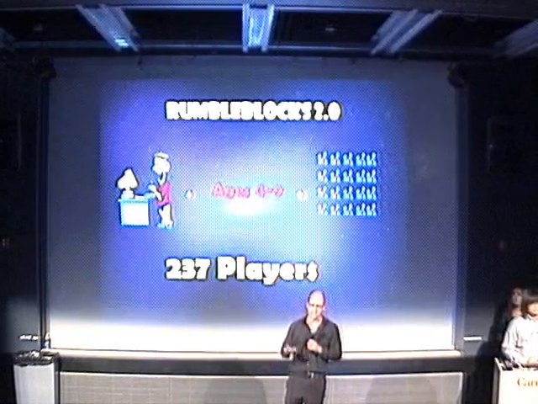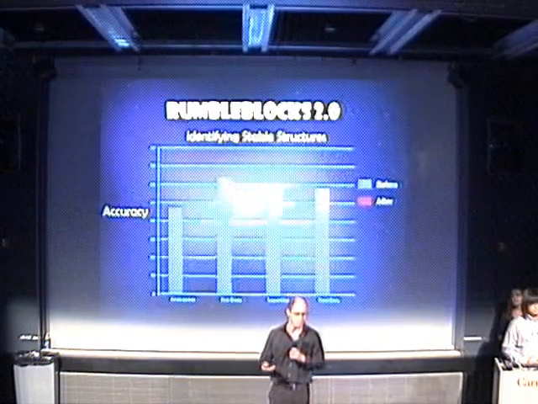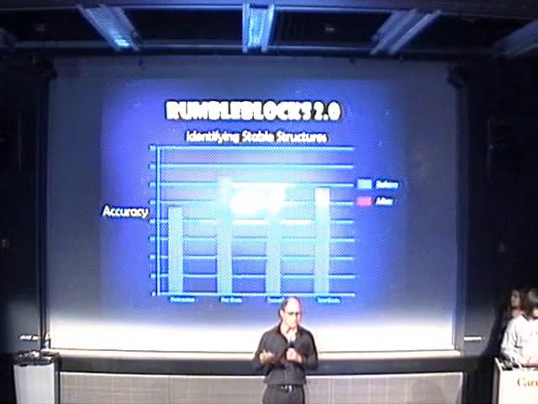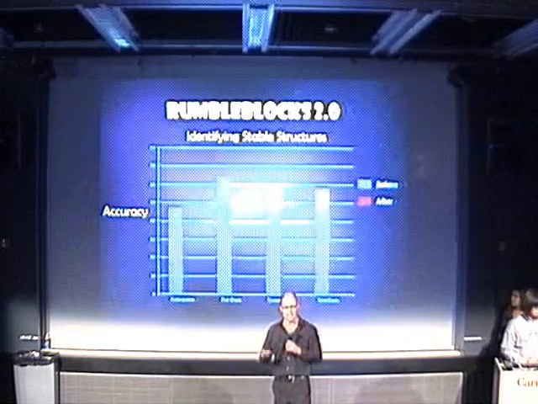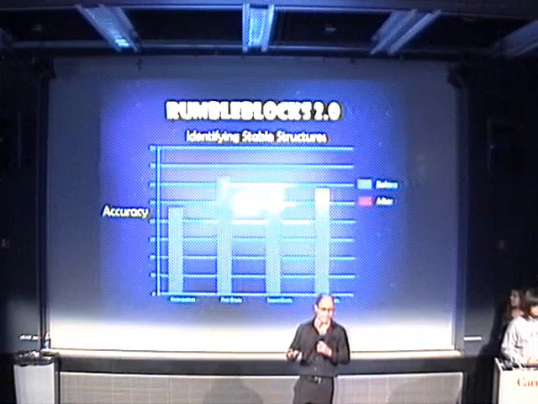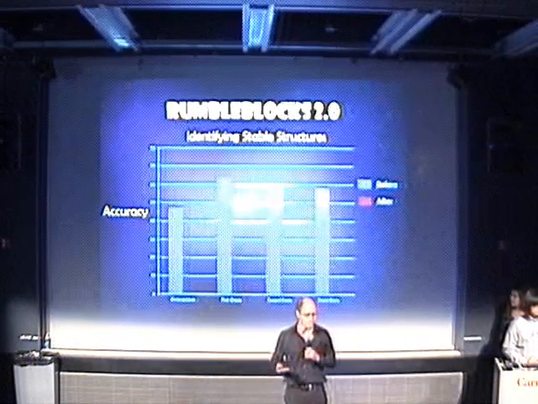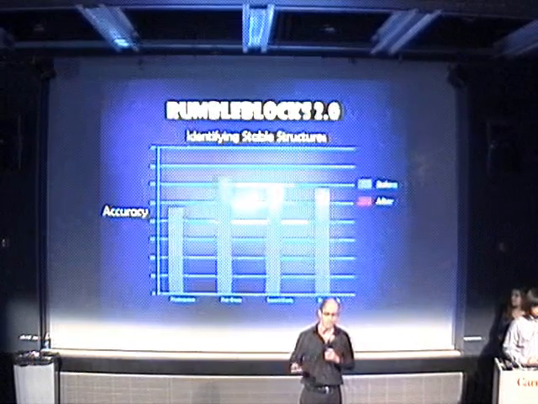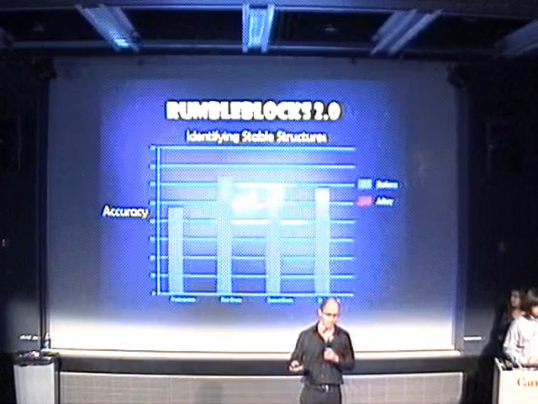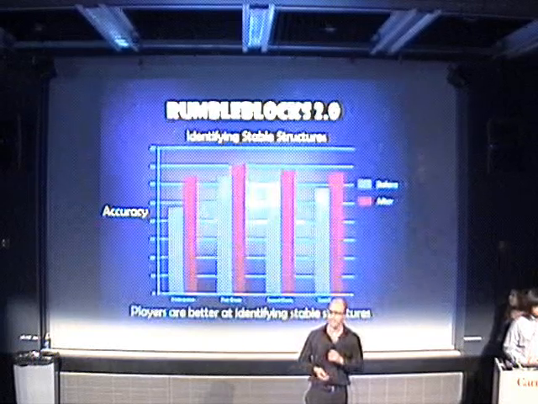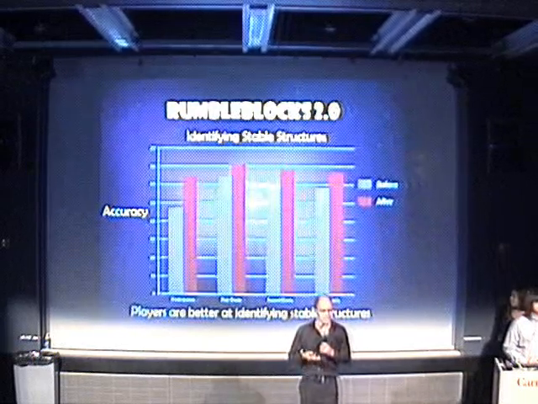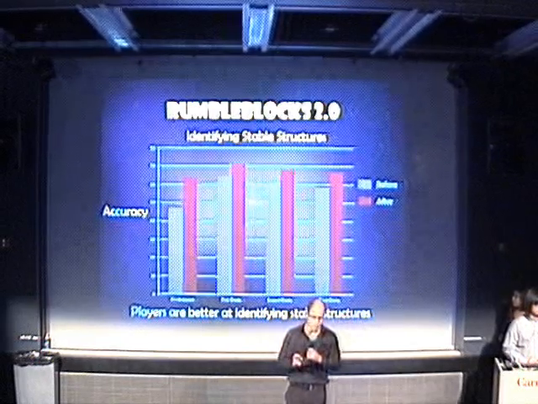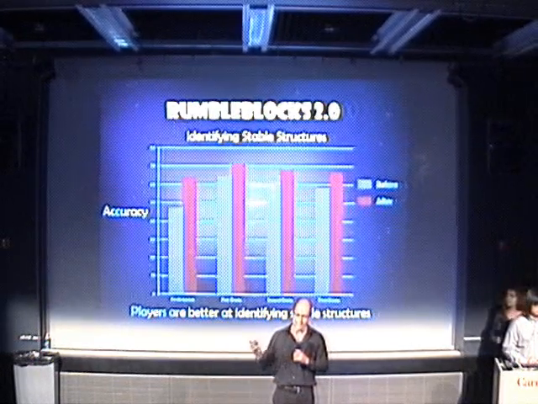Let's take a look now at some of the results that we got. Here you can see the accuracy that kids have in identifying stable structures. You can see that it's a very difficult challenge for them, with kindergartners getting less than 50% of them right before playing the game. After playing the game, you can see that there's a huge increase in accuracy, not just in kindergarten, but all throughout first, second, and third grade.